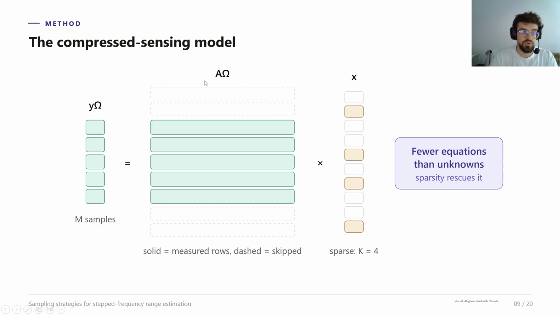with only the rows that correspond to those selected frequencies. This will give us fewer measurements than unknowns. Ideally, we would recover the sparsest range profile, meaning the X with the smallest number of non-zero entries. However, directly minimizing the number of non-zero entries is NP hard. So in practice, we use an approximation method, and in this project, this method is OMP.